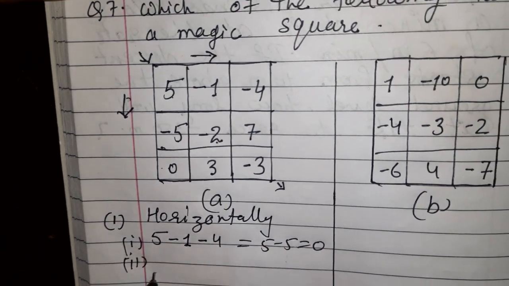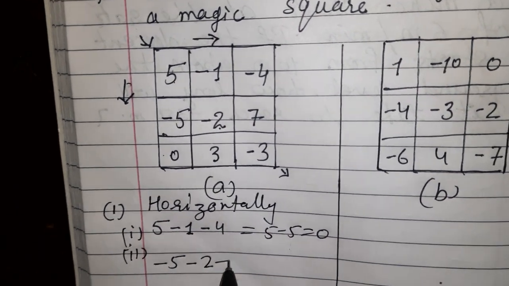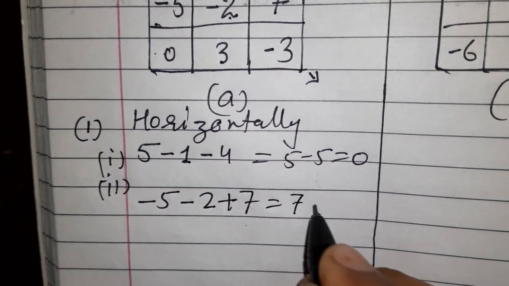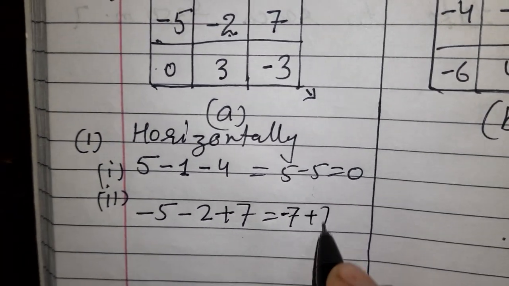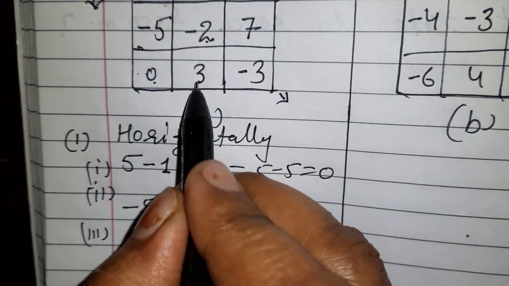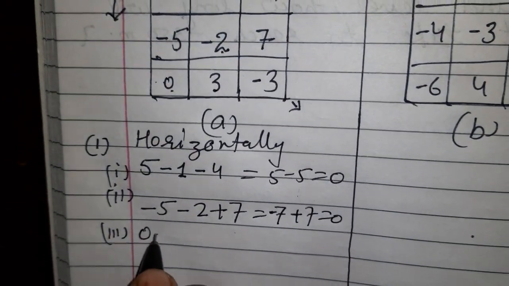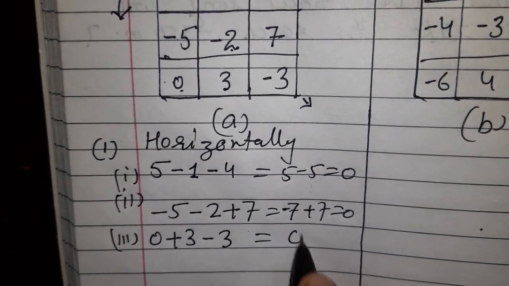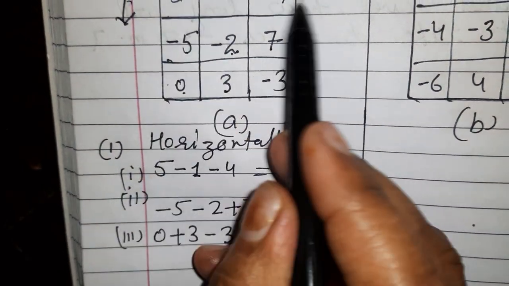Second, minus 5 minus 2 plus 7. Minus 5 minus 2 is minus 7, minus 7 plus 7 equal to 0. Now third, 0 plus 3 minus 3, that is equal to also 0. So this way you have added horizontally.